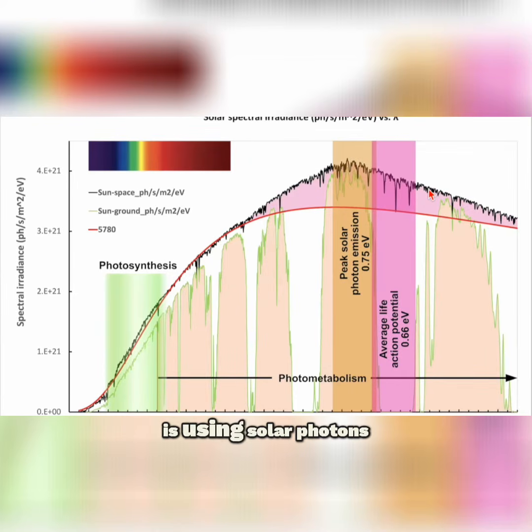Photosynthesis is using solar photons as a source of energy. It's converting those solar photons into chemical energy. We're not doing that here. We're using the solar photons to catalyze a process of burning that food. So it's a photocatalyst for metabolism.